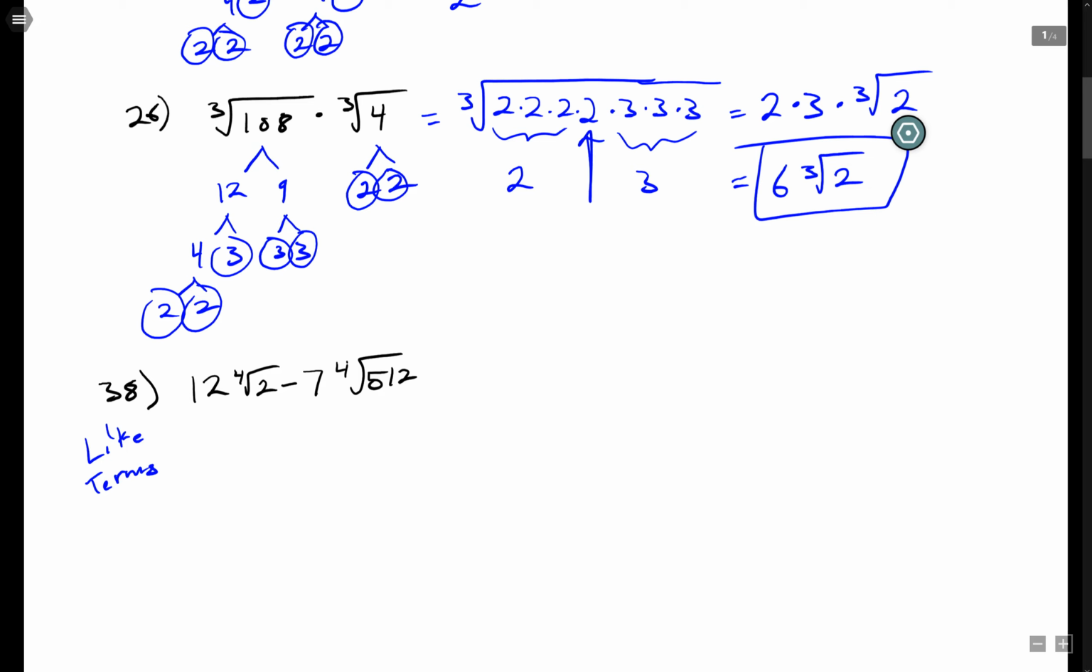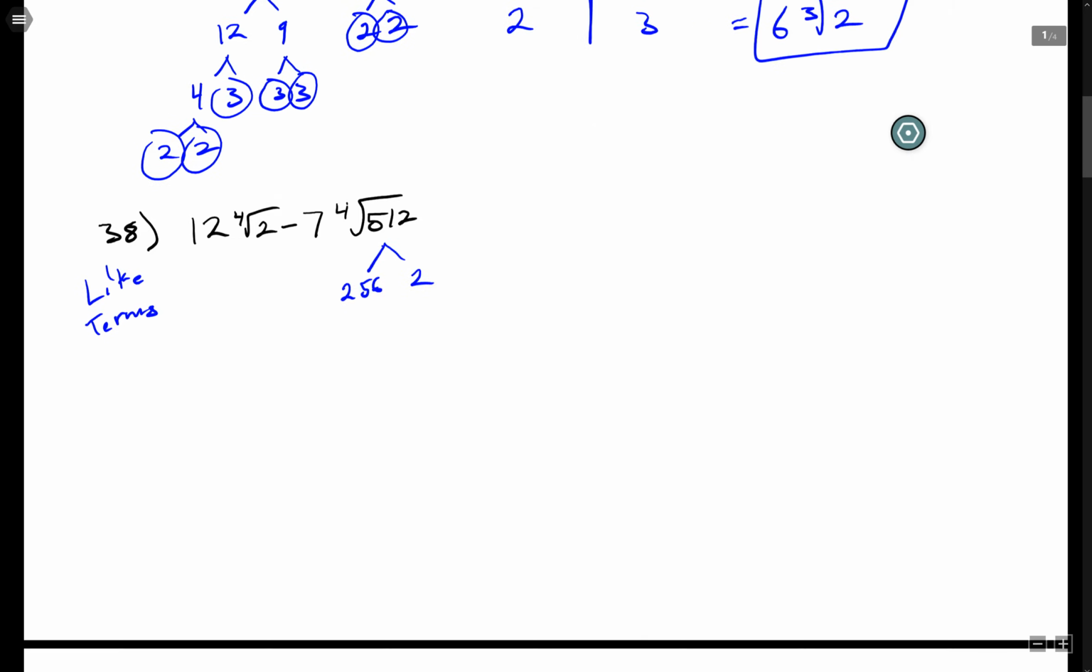However, even though this fourth root is fully simplified, this fourth root is not fully simplified. So let's see if we can simplify this fourth root at all. I will factor out 512. It happens to be 256 times 2. And 256 is 128 times 2. And it looks like I'm doing powers of 2 here. So this is 64 times 2. This is 2 times 32. This is 2 times 16.